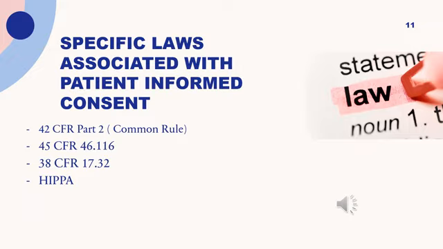Following that, we have Federal Law 38 CFR 17.32 that says no medical treatment or procedure may be performed without the prior voluntary informed consent of the patient. In order to give informed consent, the patient must be able to make that decision and must have the capacity to make an informed decision.